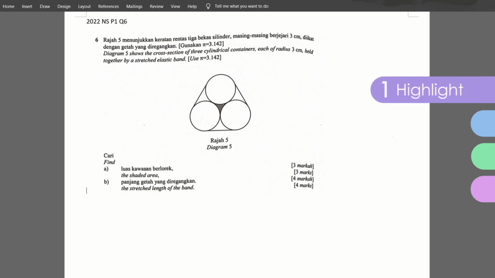So what we see here is we have three cylindrical containers and they are being held by an elastic band. So now what you see is the front view of the cylinders. You can see there are three circles and outside it there's a band. What we can highlight from this question is that for each of the circles there is a radius of 3 cm, which is the only info that we can get in this question.